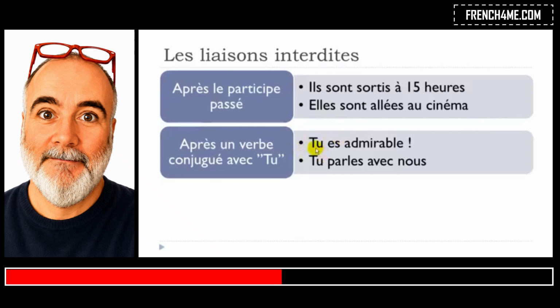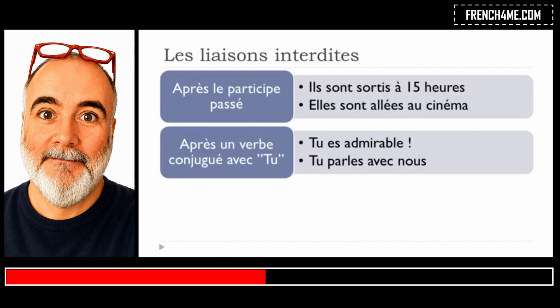Well, just because it's a rule. You shouldn't make the liaison when you conjugate a verb at the tu form. Okay, don't ask me why. Because basically there's no logic in that, you know. It's just the way it is. So that's one rule, and honestly it's a bit strange.